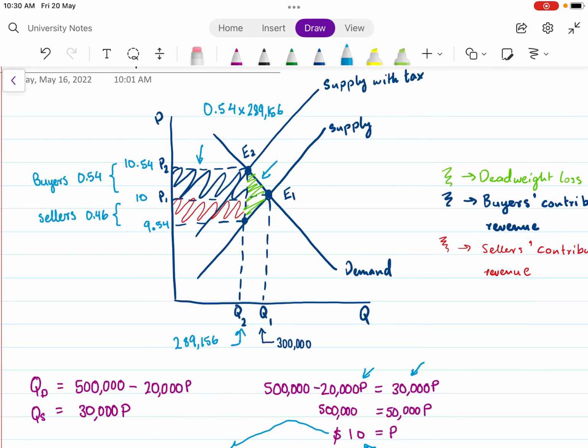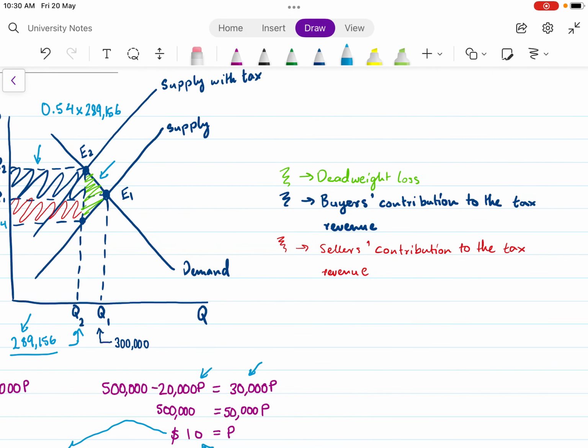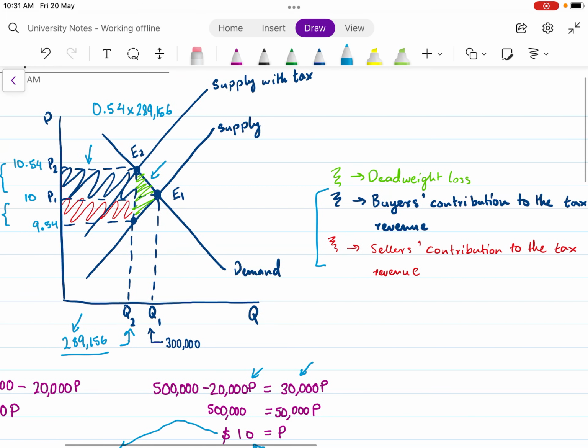Again, the new equilibrium quantity is 289,156, and to calculate the total tax revenue from the graph, we can see that it is 1. So this entire area, which is going to be $1, multiplied by the new equilibrium quantity, which is 289,156, and we can get the total tax revenue that will go to the government, and it is the sum of these two, the buyer's contribution and the seller's contribution to the tax revenue.